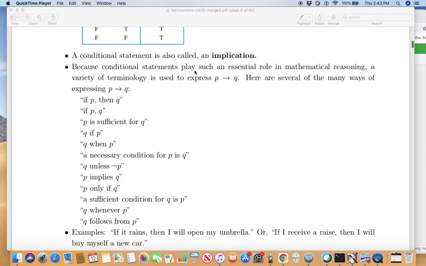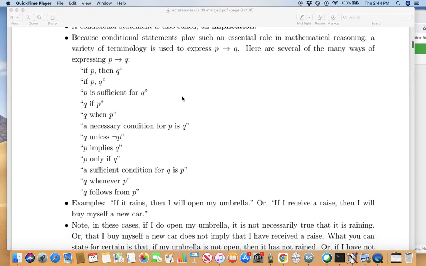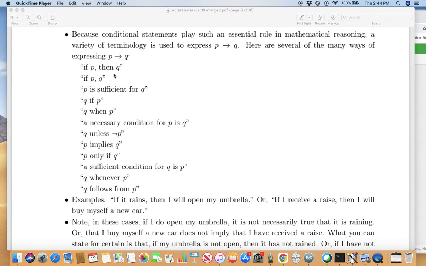Because conditional statements play such an essential role in mathematical reasoning, a variety of terminology is used to express P implies Q. Here are several of the many ways of expressing P implies Q. If P, then Q. If P, Q. P is sufficient for Q. Q if P. Q when P. A necessary condition for P is Q.